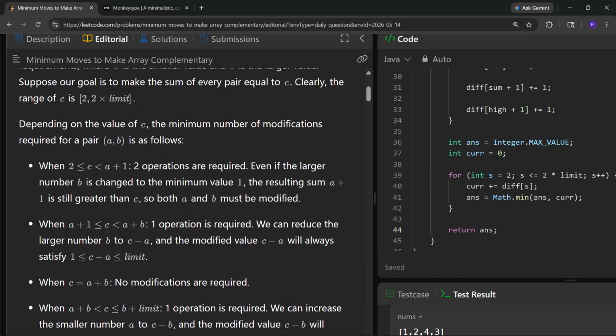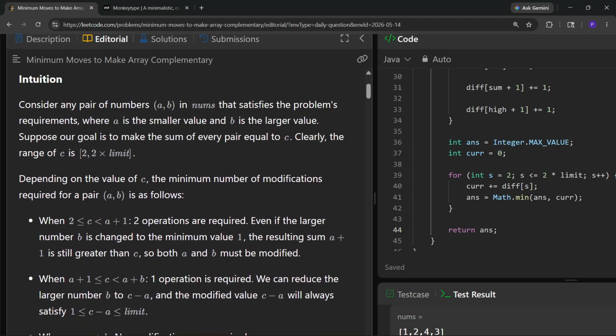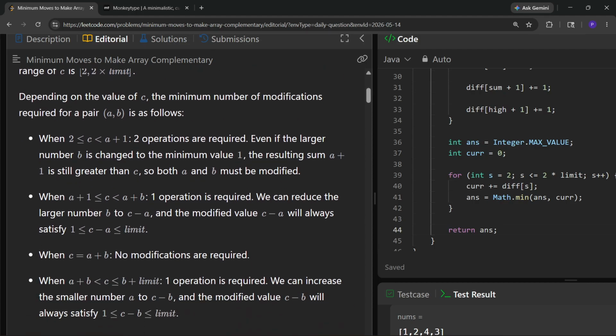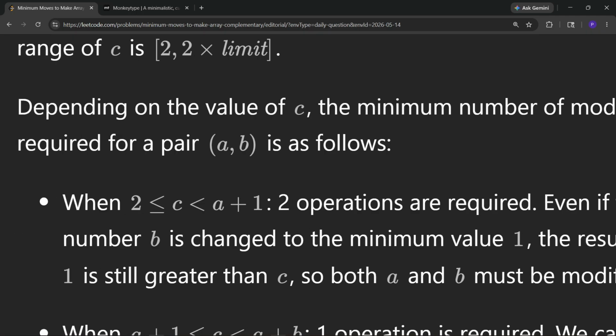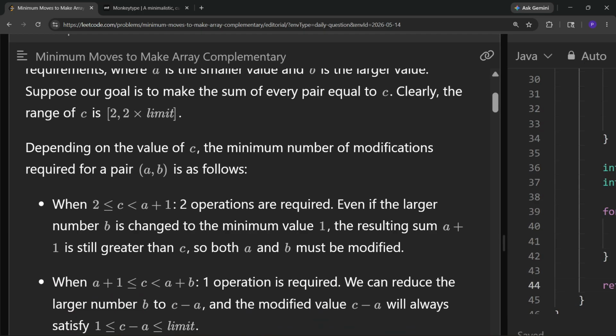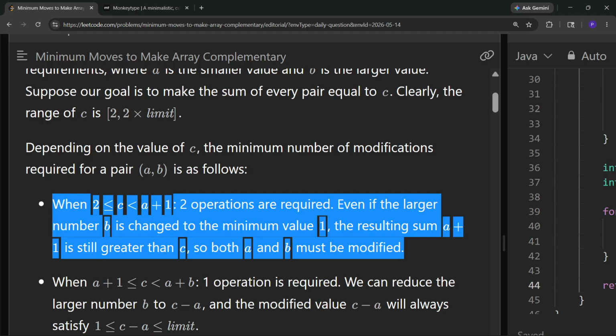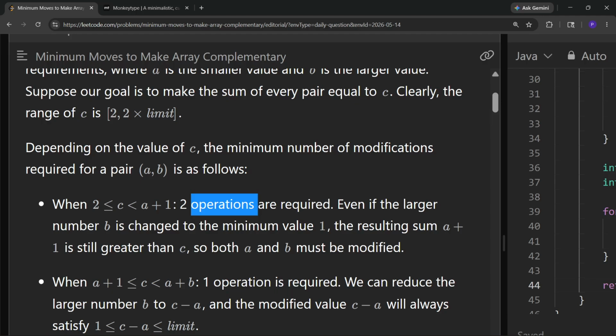Okay, a and b are the numbers. Makes sense. And these are the limits because the minimum sum can be 2, the maximum can be twice the limit. If my sum is greater than or equal to 2 and somehow less than or equal to a plus 1, so the first number plus 1. If my minimum number plus 1 is already greater than c, the sum, then I have to change both the numbers.